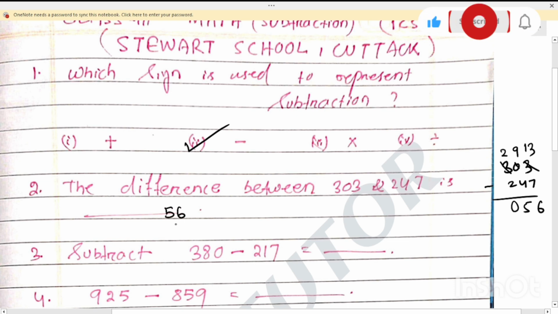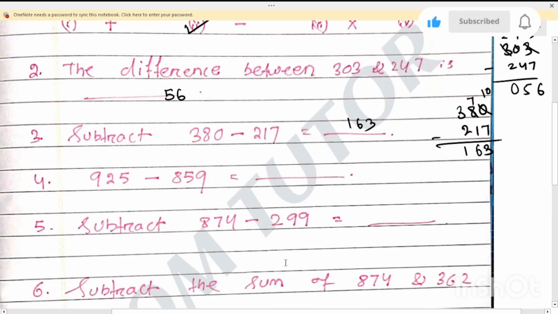Subtract 380 minus 217. So subtract 380, 217. Now subtract 0 minus 7. Carry 1, 10. Here is 7. 10 minus 7, 3. 7 minus 1, 6. 3 minus 2, 1. So 163. Next question. Question number 4.